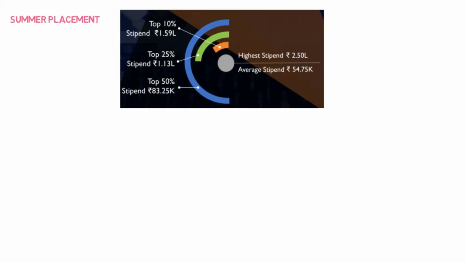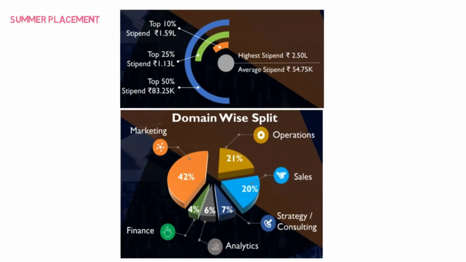Let's now look at the summer placements. As you can see, the highest stipend was around 2.5 lakhs, whereas the average stipend was 54.75 thousand rupees. The top 10% students got an average stipend of 1.59 lakh rupees. Top 25% students got an average stipend of 1.13 lakh rupees, and the top 50% students got a stipend of 83.25 thousand rupees.